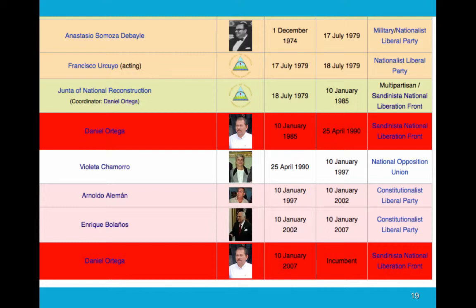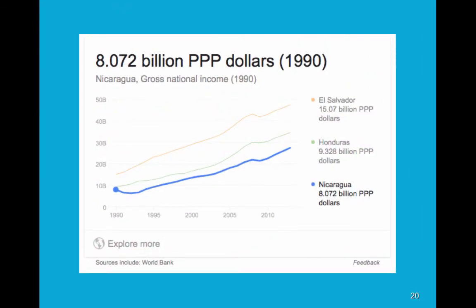So if you looked at this, pulled off of Wikipedia, you could see that Daniel Ortega was the first Sandinista to be officially the president, and then is overthrown by the National Opposition Union. A couple political parties come about, the Constitutionalist Liberal Party, and then back in power is the Sandinistas once again. The argument has been said that the economy of Nicaragua has gone downhill as a result of the National Opposition Union, as a result of the overthrow of the Sandinistas.